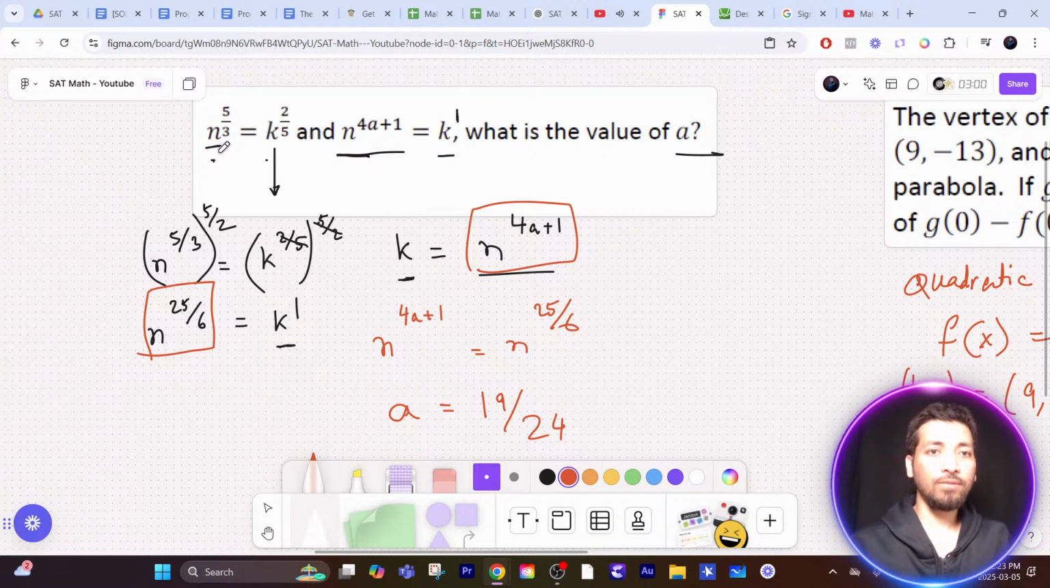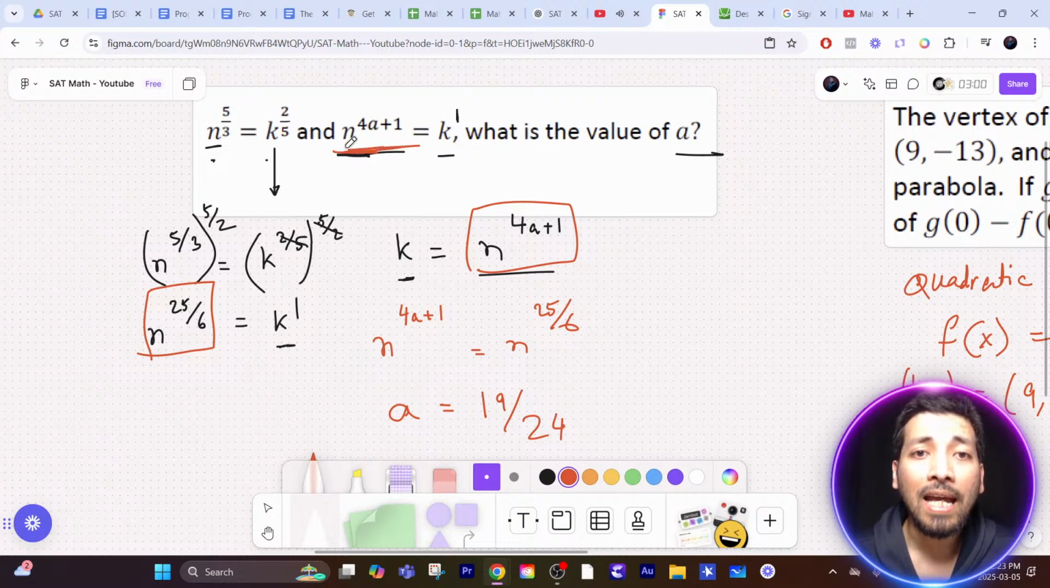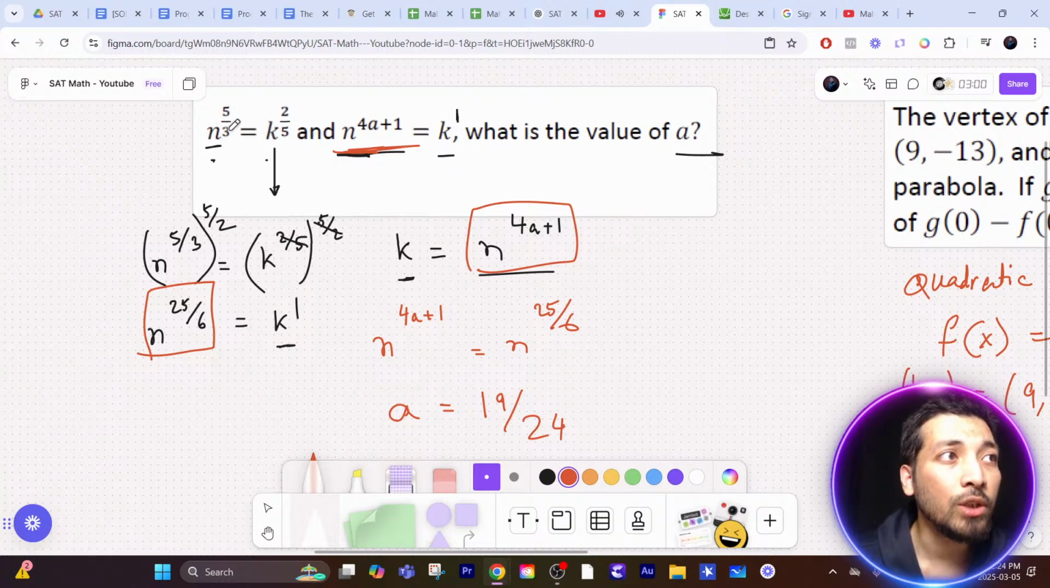So if you look at this first problem, it's n to the power of 5 over 3 is equal to k to the power of 2 over 5, and n to the power of 4a plus 1 is equal to k. What is the value of a? So I know that n to the power of 4a plus 1 is equal to k, which means k is equal to n to the power of 4a plus 1. At the same time, I also know that k to the power of 2 over 5 is equal to n to the power of 5 over 3.